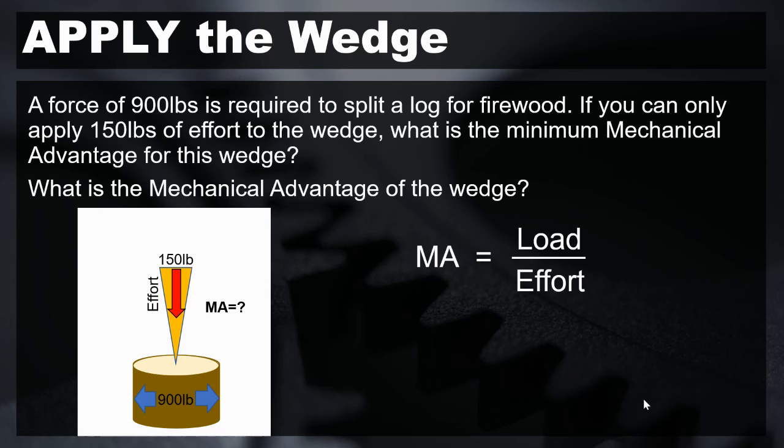We can now substitute in our known variables into this equation. In this case, our load is 900 pounds. The maximum effort that we can apply is 150 pounds. Pounds divided by pounds cancel out, and we're left with a minimum mechanical advantage of 6.